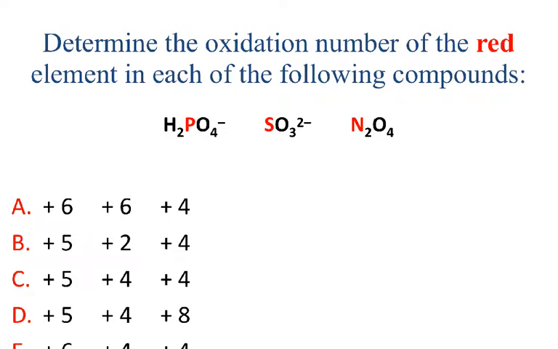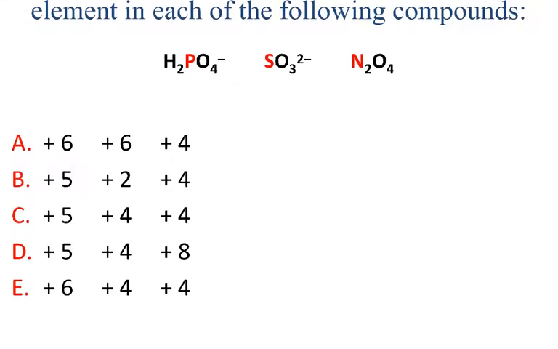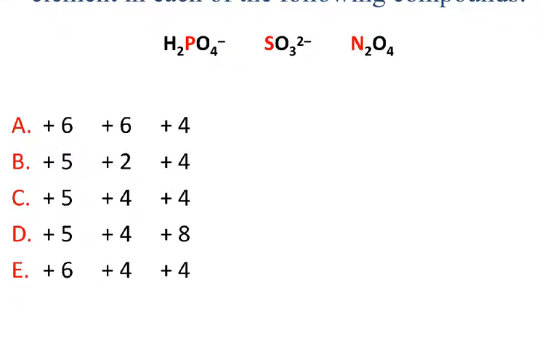Okay, here's another practice. Determine the oxidation number of the red element in each of the following compounds. I'll give you a minute to, well, I suppose you can pause the video. The phosphate here, our H's are, we have +2 in total. Our oxygens are -2, so -8 overall. We need to add up to -1, and so our phosphate there is going to be a +3.